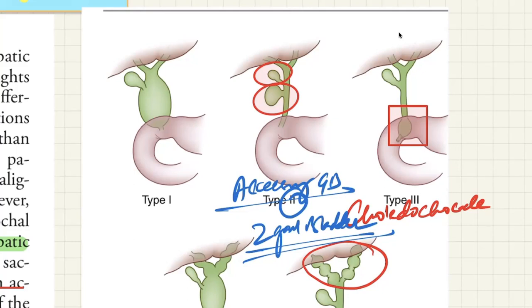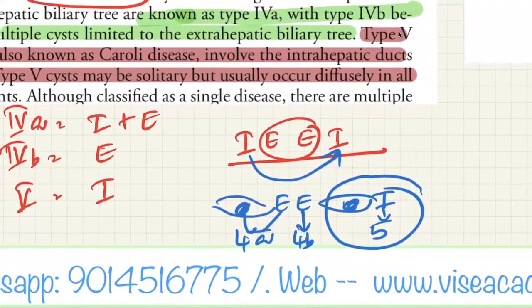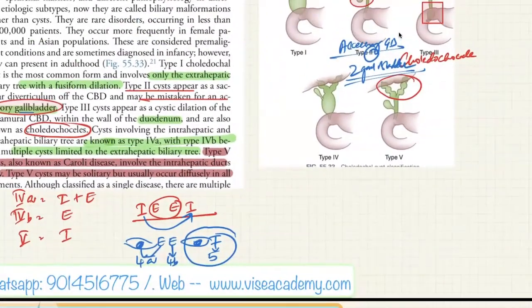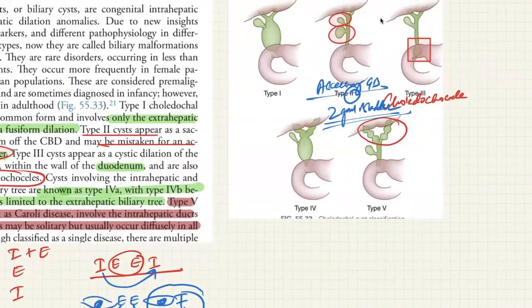Type 3, as you all know, it is an intramural dilatation, which opens into the lumen of the duodenum. And the final mnemonic, which I told you previously, 2 E's between 2 I's, which stands for 4A, 4B and type 5. Thank you, friends. This is how you can never forget and confuse on any MCQ that they ask you on the Todani's classification.